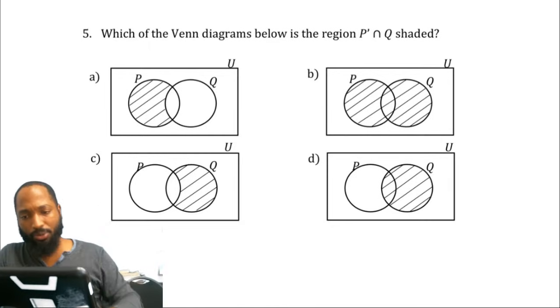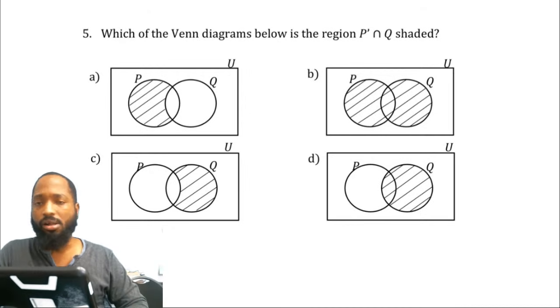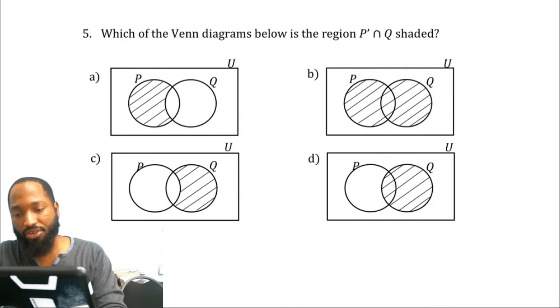Which of the Venn diagrams below is the region? Let me get the answer for number 5. So this introduces a new little concept here. This is called the intersection.